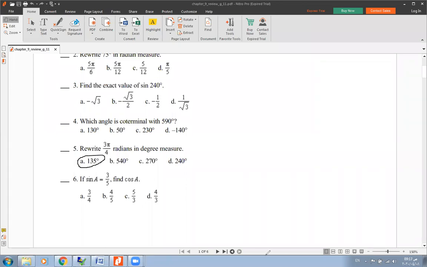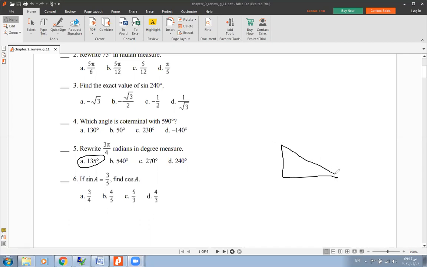Thanks, Abdurrahman. We're going to number 6. I'm going to Khalid Al-Harbi. Number 6, Khalid: if sine A equals 3 over 5, find cosine A. The hypotenuse equals 5 and one of the sides equals 3, so the third side will be equal to 4.